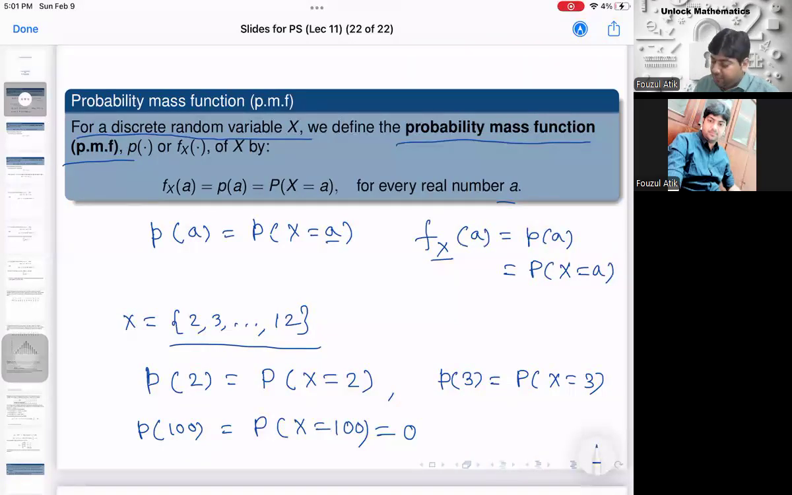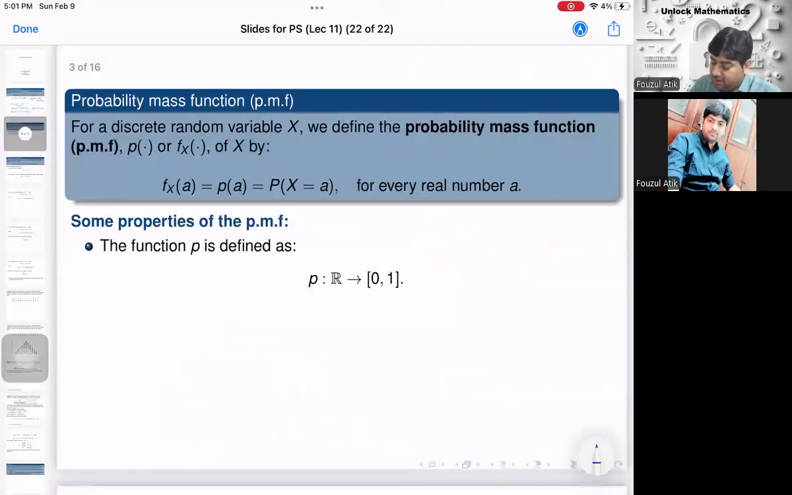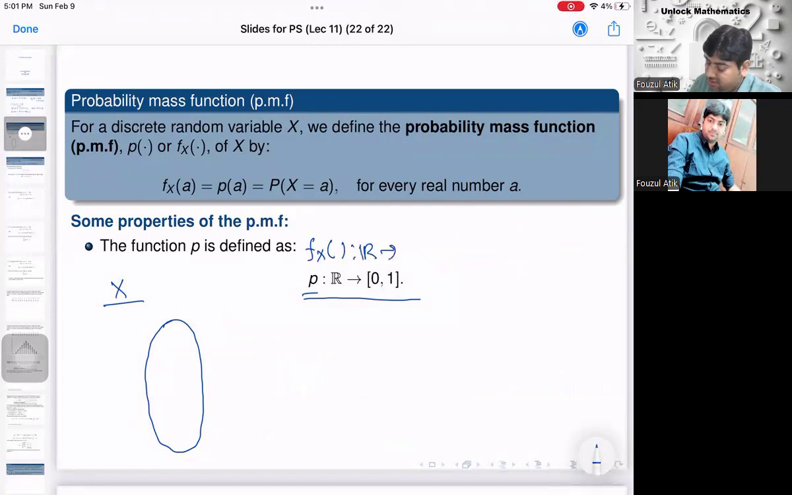So the probability mass function is basically a function defined from R, the real numbers, to the set [0, 1]. And why is it [0, 1]? First of all, you have a particular random variable X. For this random variable, we define the probability mass function, that small p function. You can also sometimes call it f_X of x. It is a map from the real numbers to the set [0, 1].